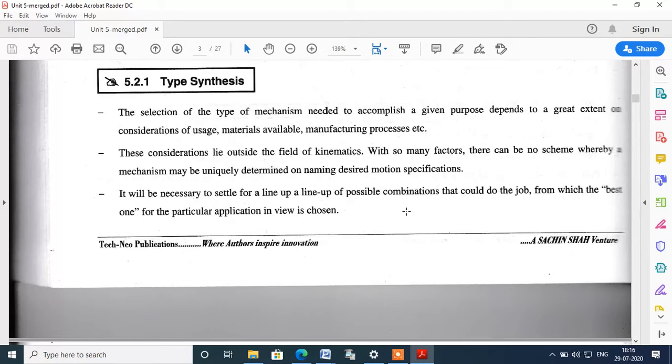These considerations lie outside the field of kinematics, with so many factors. So there can be no scheme whereby a mechanism may be uniquely determined for a desired motion specification. So it will be necessary to settle for a lineup of possible combinations that could do the job, from which the best one for the particular application is to be chosen.